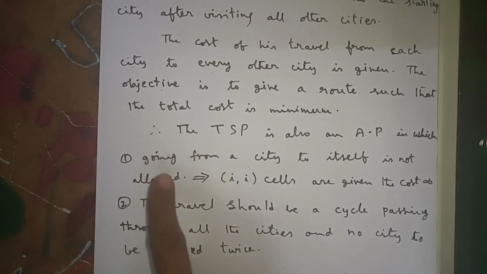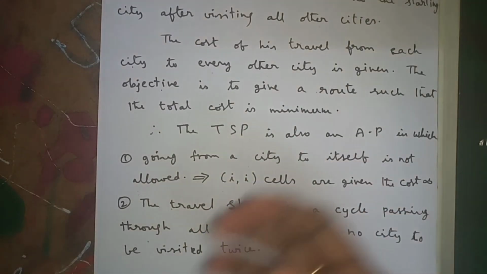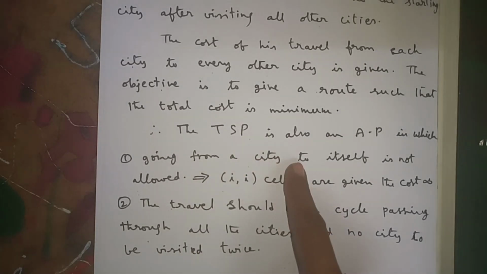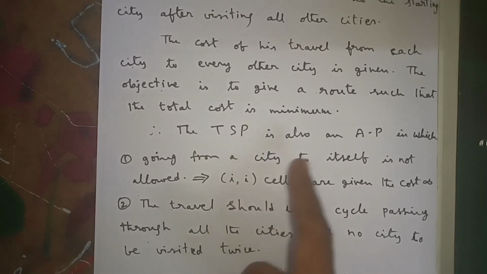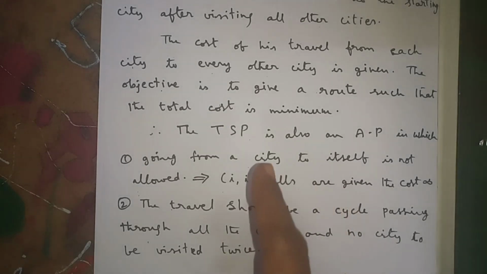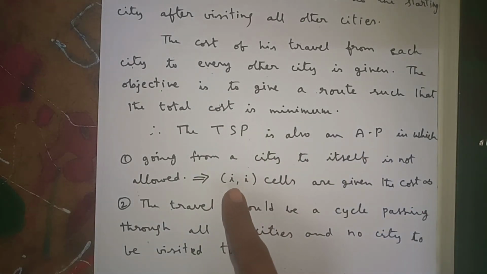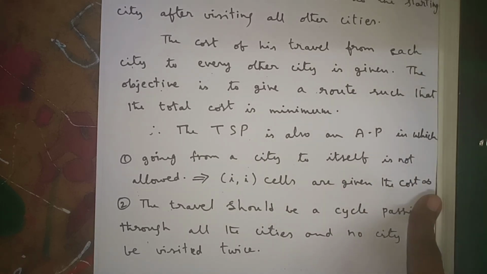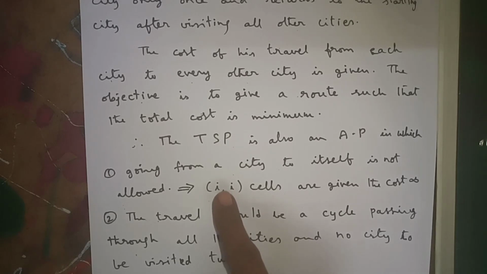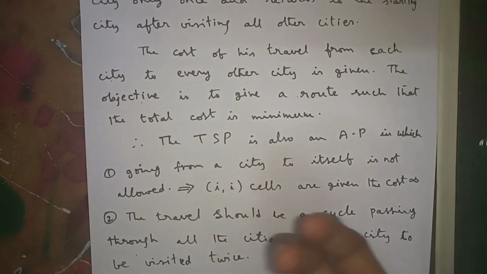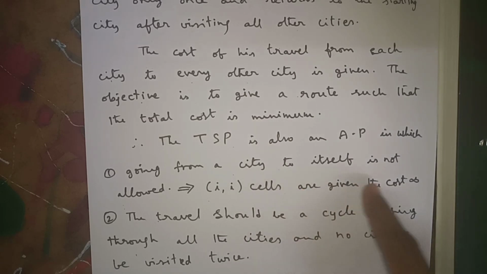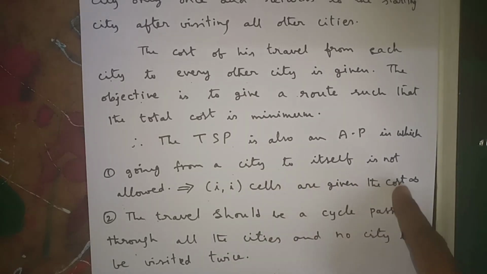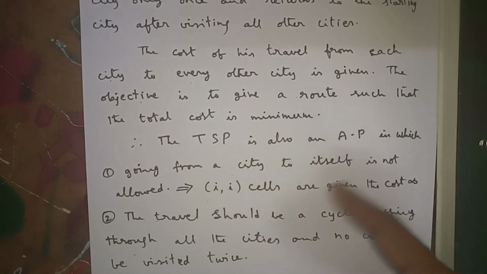What is the first point? Going from one city to itself is not allowed. That means the ii cells, the 11 cell, 22 cell, 33 cell, that is first row first column, second row second column, third row third column, fourth row fourth column, fifth row fifth column, whatever. The ii cells are given the cost as infinity. Why? Because ii cell means ith row, ith column, and going from one city to itself is not allowed.